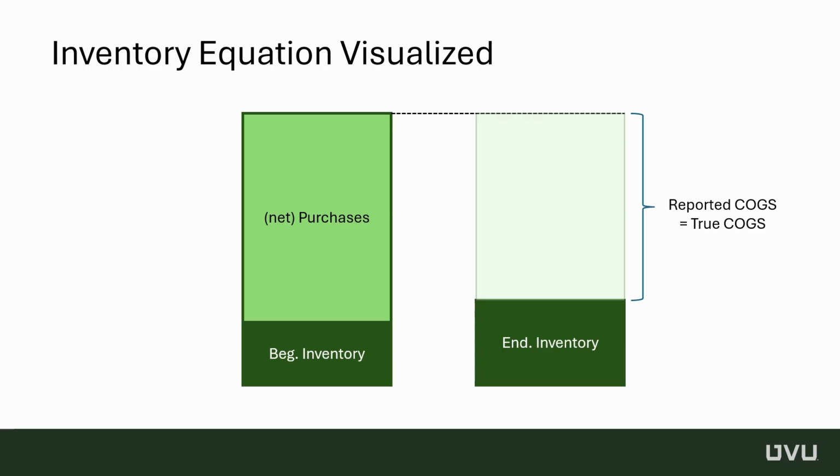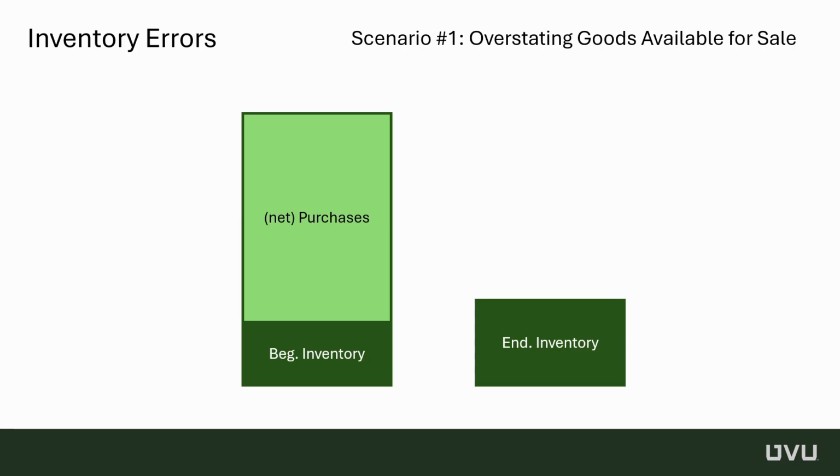Under a periodic inventory system, we're not keeping track of this with each individual sale. We infer what it must have been for the period by taking the difference between these two sets of numbers. And assuming that we've done everything accurately, this reported cost of goods sold would be the true actual amount. But now I want to visualize, under a few scenarios, what happens when we have errors for different accounts and in different directions. Let's first consider the situation where goods available for sale are overstated.